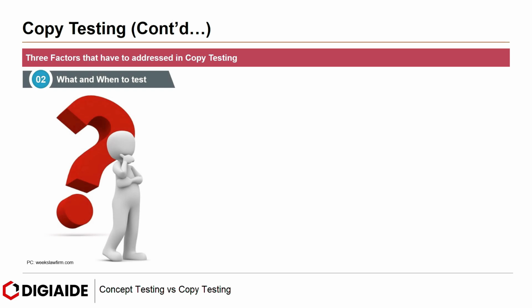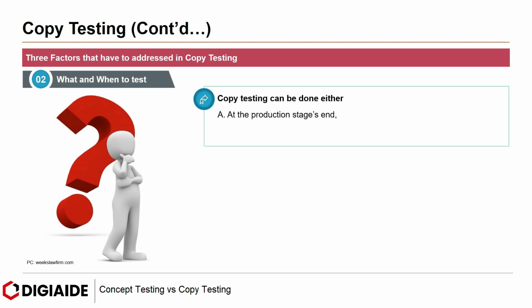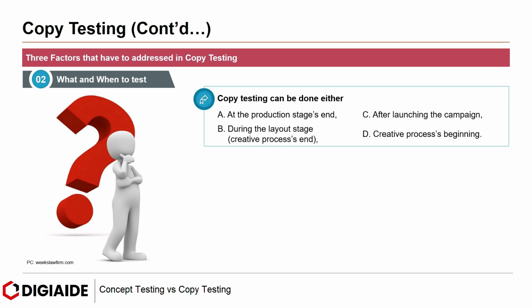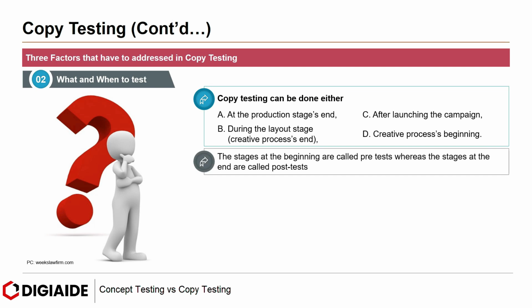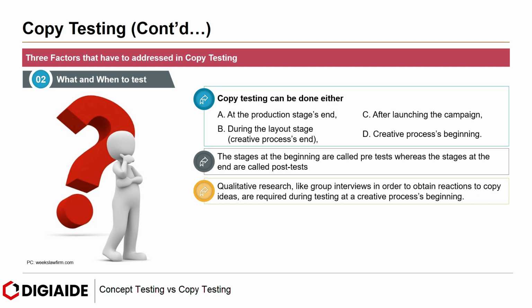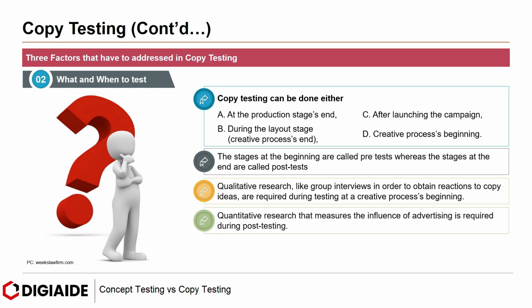Second, what and when to test. Copy testing can be done either at the production stage end, during the layout stage, after launching the campaign, or at the creative process beginning. The stages at the beginning are called pre-test, whereas the stages at the end are called post-test. Qualitative research like group interviews, in order to obtain reactions to copy ideas, is required during testing at a creative process beginning. Quantitative research that measures the influence of advertising is required during post-testing.